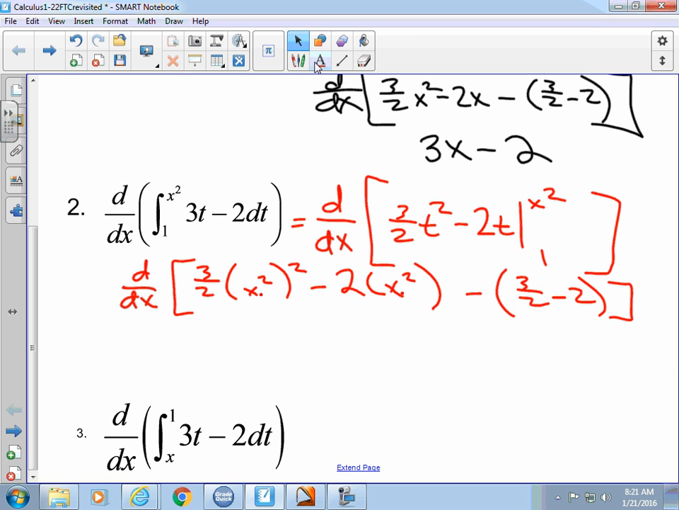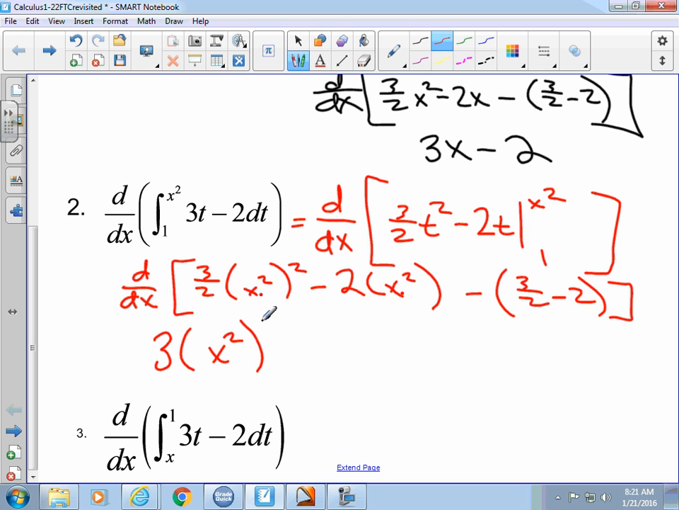Any questions so far? I am going to do this derivative probably slightly differently than you normally would. I'm not going to simplify it algebraically. I'm just going to do a chain rule because I'm going to show you a shortcut later. So I'm going to do the derivative and use a chain rule. 3 over 2 times 2 gives me 3. Leave the inside alone to the first power. Everyone agree with that? Times the derivative of the inside, which is 2x, minus 2 times the derivative of the inside, which is 2x.